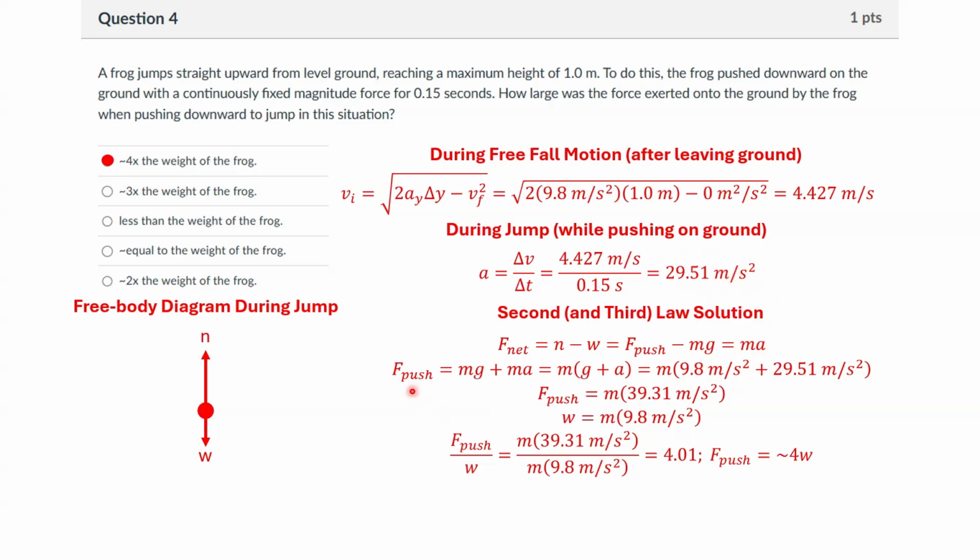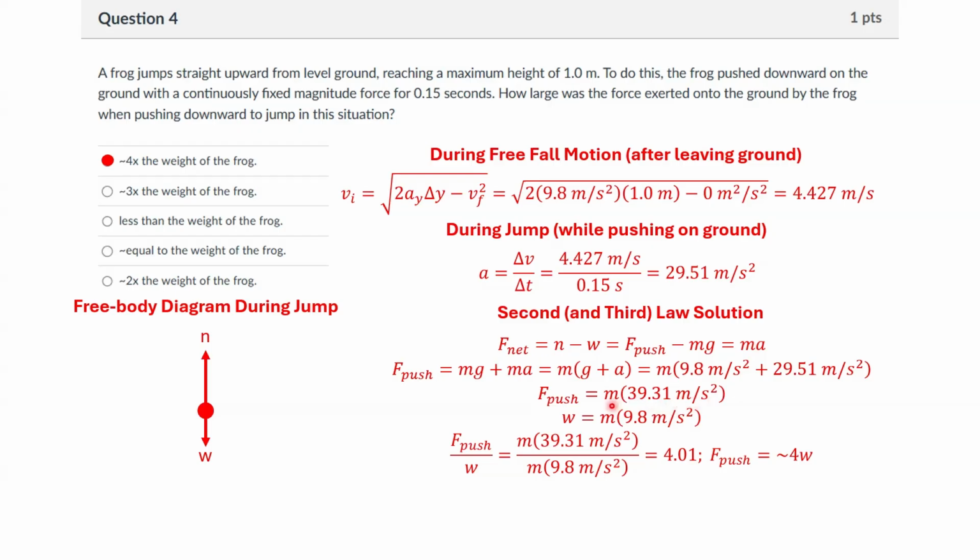Okay, so now we can go ahead and rearrange. It looks like what we did is pull the mg across the equal sign to solve for F push, such that F push is equal to mg plus ma, which is just equal to m times (g plus a). I know g, I know a, multiply by m, and I'll get that the force of the push must have been 39.31 meters per second squared multiplied by the mass of the frog.